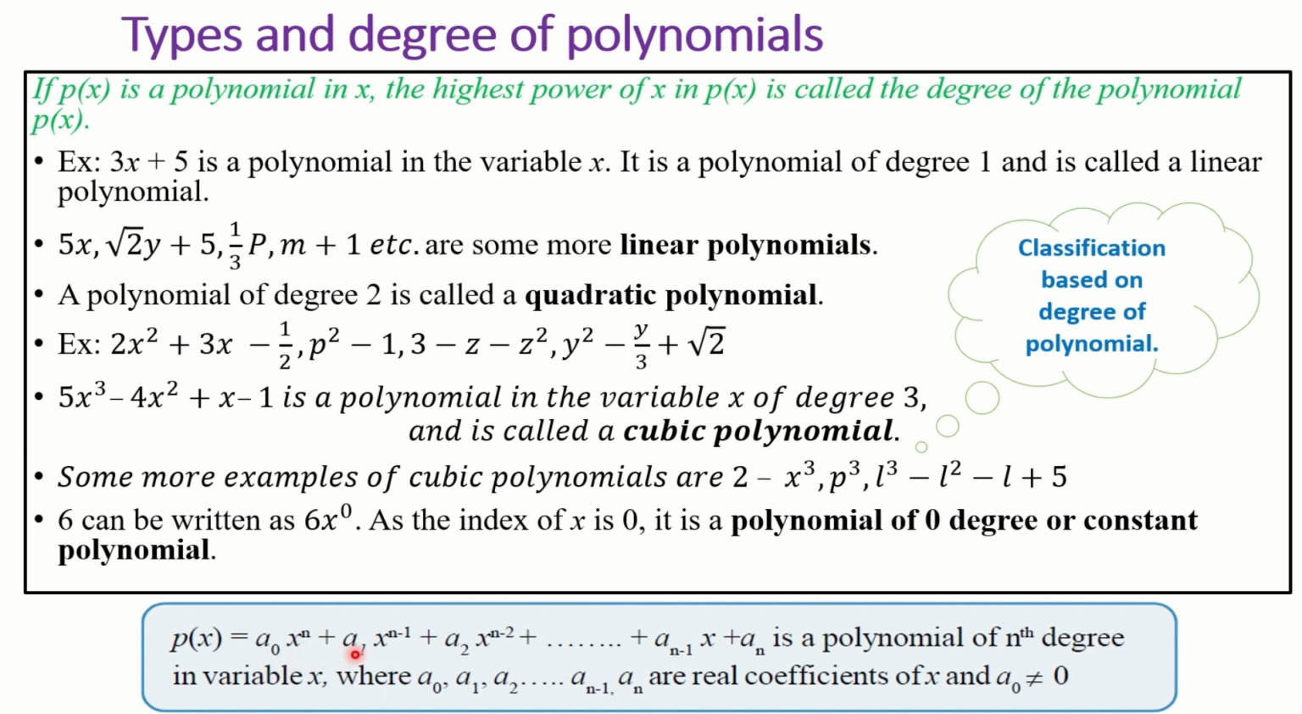a0 x to the power of n plus a1 x to the power of n minus 1, up to an minus 1 x plus an. This is a polynomial of nth degree. In this one, the rule is that a0 cannot be 0. If it is 0, you don't have an x to the power of n term, so the polynomial will become of degree n minus 1. So this is a must, and n is a natural number. These are the most important things.